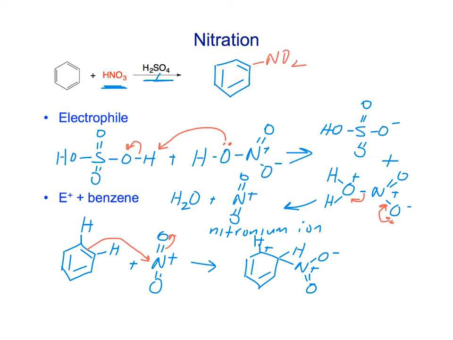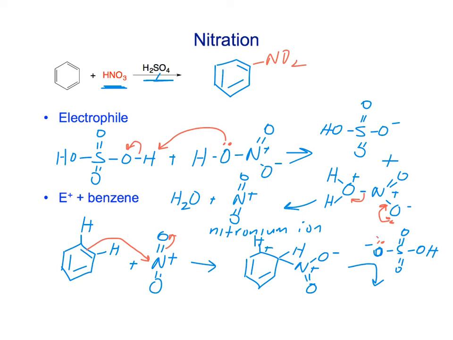Okay, so what do we have to do now to get to the product? Right, we have to have a base, we have to just remove a proton, right? And so our base now is usually going to come from that reaction to generate the electrophile. So we're just going to use, not that it's a very strong base, but we're going to use this bisulfate, the conjugate base of sulfuric acid, because sulfuric acid is acting as our catalyst. We want to regenerate the catalyst now.